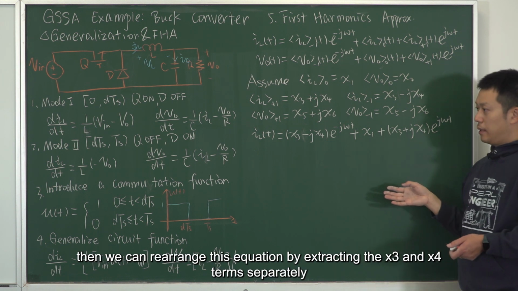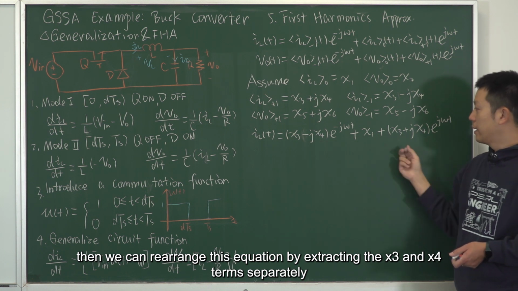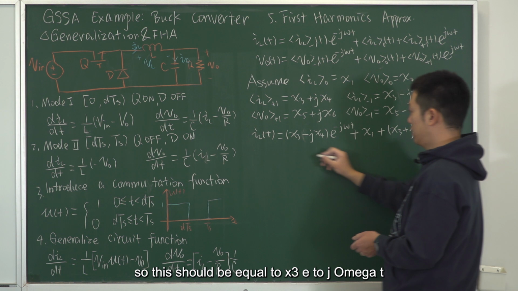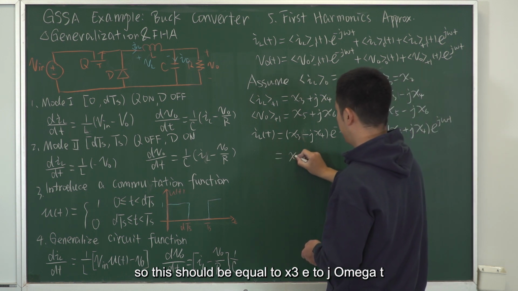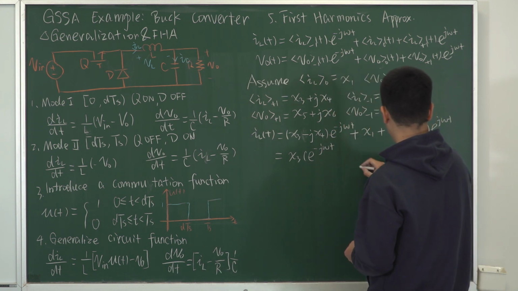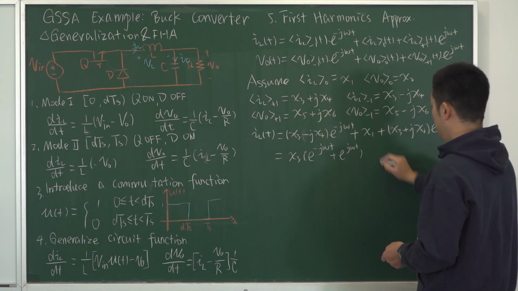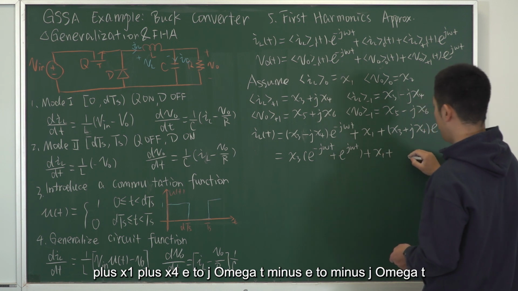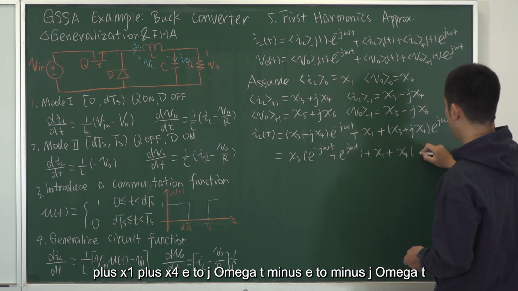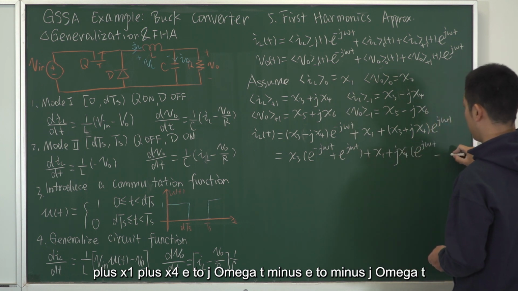Then we can rearrange this equation by extracting the x3 and x4 terms separately. So this should equal x3 times (e^(-j omega t) plus e^(j omega t)) plus x1 plus x4 times (e^(j omega t) minus e^(-j omega t)).